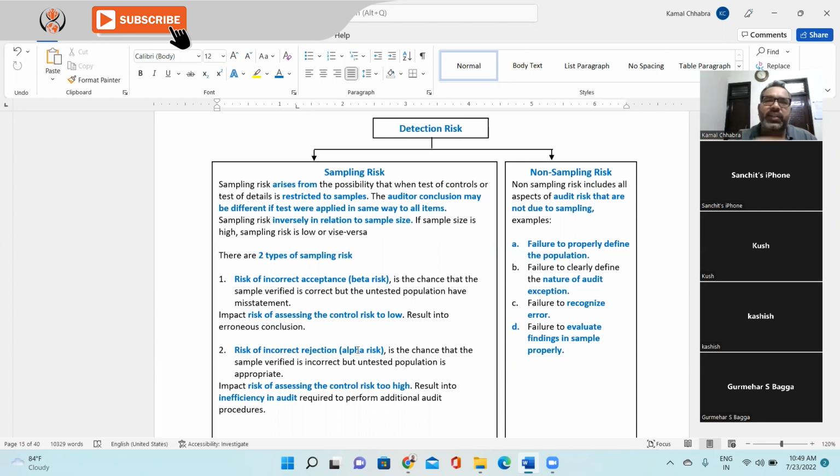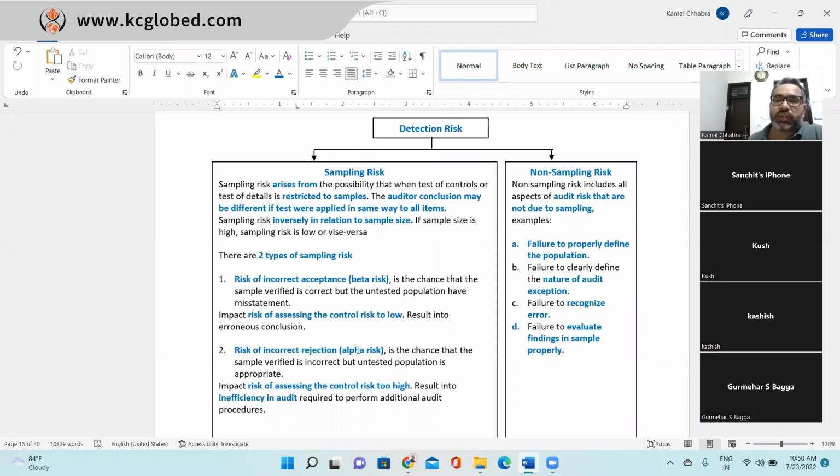That means what you are testing in the sample, there might be two possible things. One, for example, you are testing purchases, right? And you have chosen to test, let's say, 25 samples from the entire purchases, where total transactions are 1000, out of which you have selected 25 as a sample. So there might be a possibility that those 25 are right, but in the rest of the 975 there might be some problem.